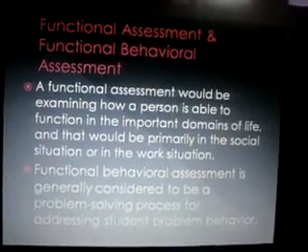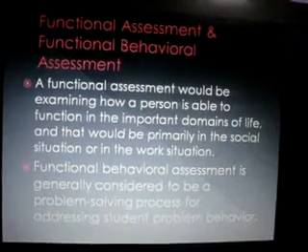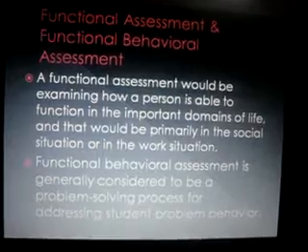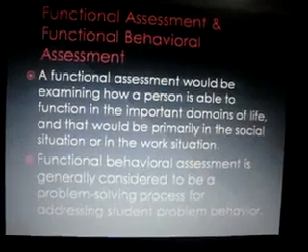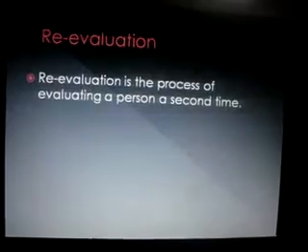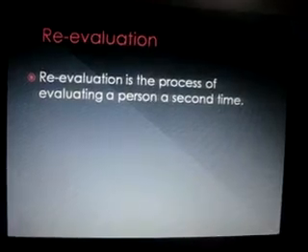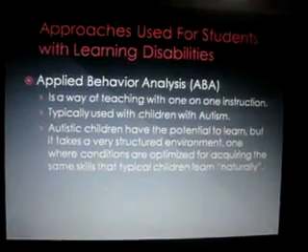socially, and in work situations. A functional behavioral assessment is generally considered to be a problem-solving process for addressing student problems and behavior. Reevaluation is the process of evaluating a person a second time.